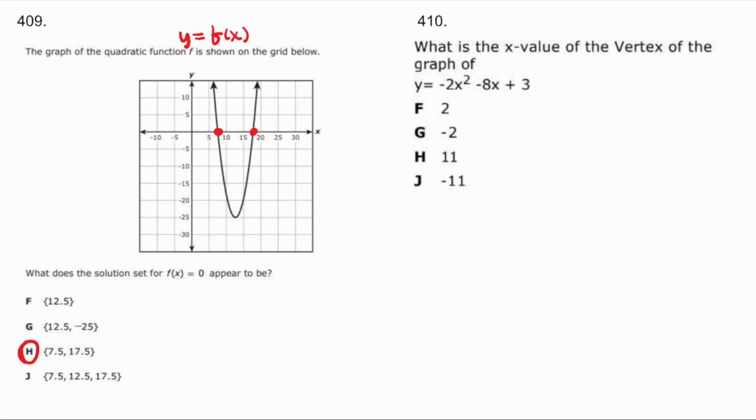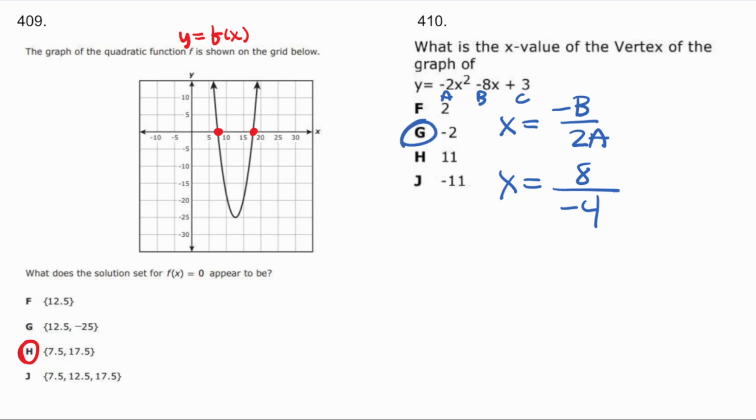And then 410, what's the x value of the vertex of the graph? Okay, we already did this once, so we can do it again. We know that x at the vertex is equal to negative b over 2a, where a is negative 2, b is negative 8, and c is positive 3. So x equals negative negative 8 divided by 2 times negative 2, 8 divided by negative 4, that's going to be negative 2.